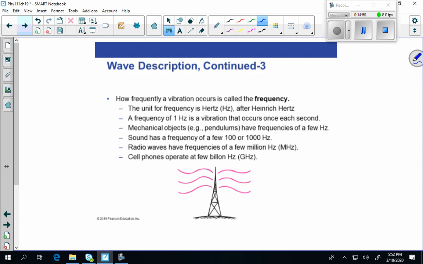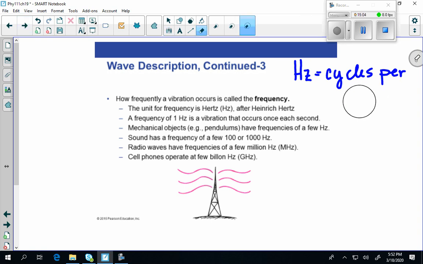So hertz means cycles per second. Cycles per second. Oh, the eraser, sorry about that. Cycles per second. And that's our hertz.